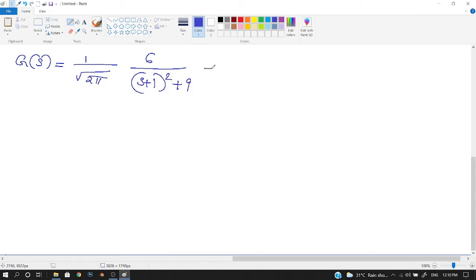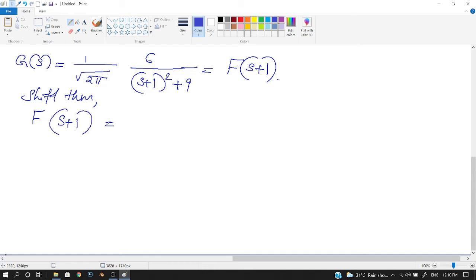Okay, so the only difference between F of s and g of s is that in g of s you can see s plus 1 instead of s in F of s. So actually this is our F of s plus 1. Okay, then using the shift theorem, so what is our shift theorem? The shift theorem says F of s plus 1 is equal to the Fourier transform of e raised to ix into f of x. Okay, that is the required function.